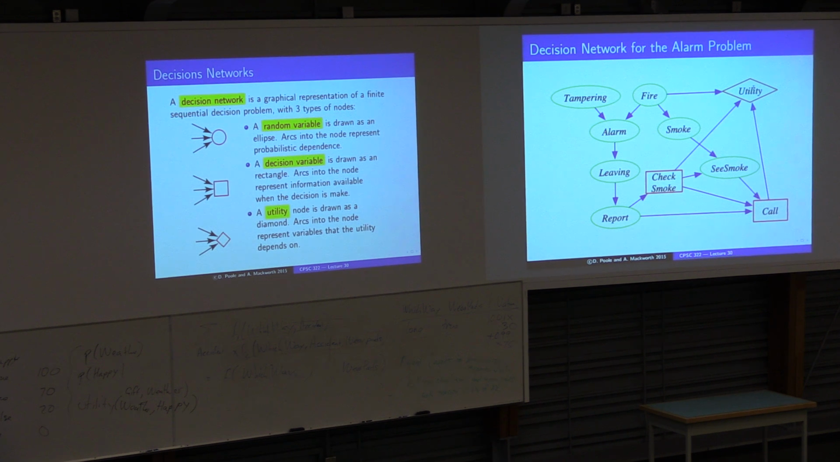The utility depends on whether there's a fire, whether I call, and whether I check for smoke. So there's a cost associated with checking for smoke. Otherwise the utility depends just on the fire and on whether I call. Does that make sense about what we're doing here? So the arcs into the utility are what the utility depends on. The arcs into the call are these parents.